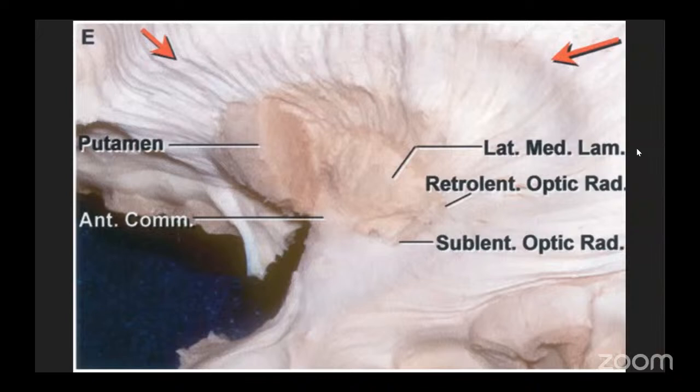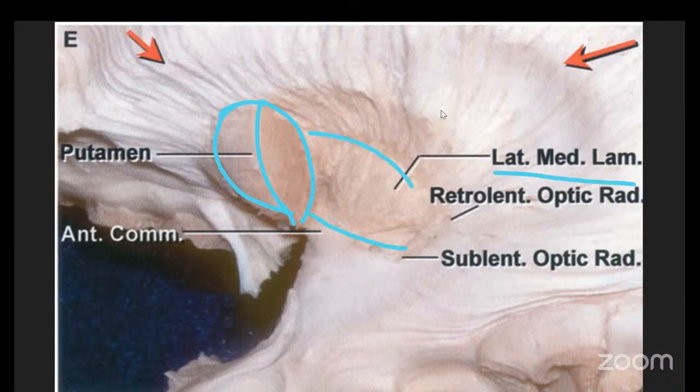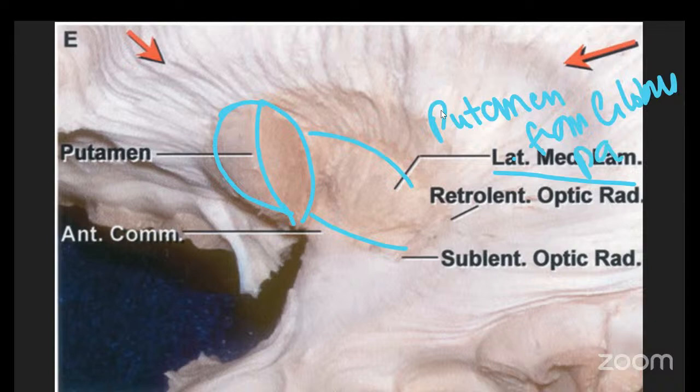Let's move. Now you see that part of the putamen has also been dissected. Let me mark it more clearly so that it's visible. This is putamen here, which has been cut. This is the cut surface. So what you see now is called the lateral medullary lamina, and this separates the putamen from globus pallidus. This is again a white matter tract which separates the putamen from the globus pallidus.